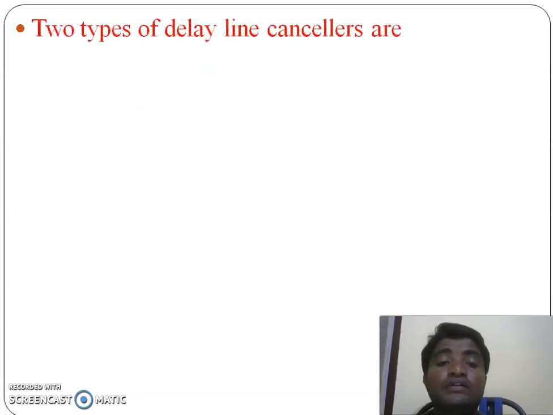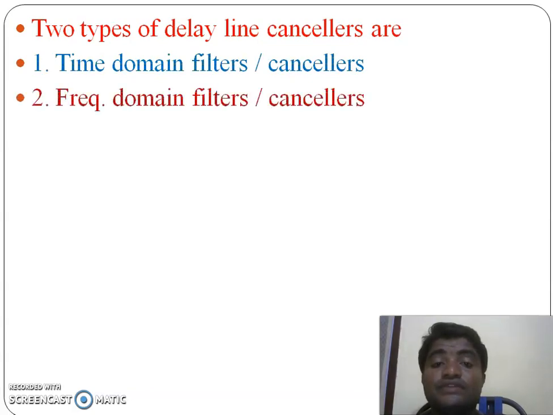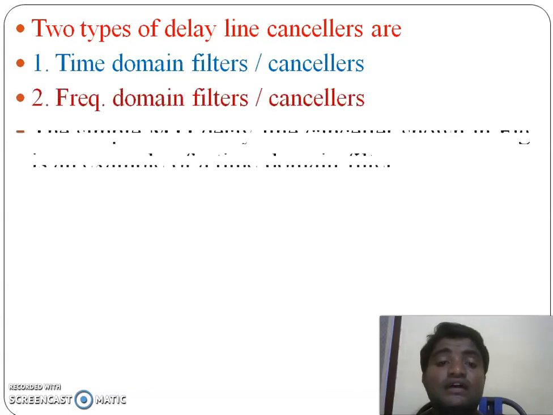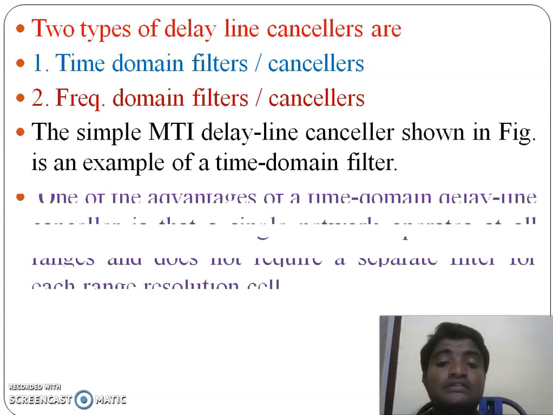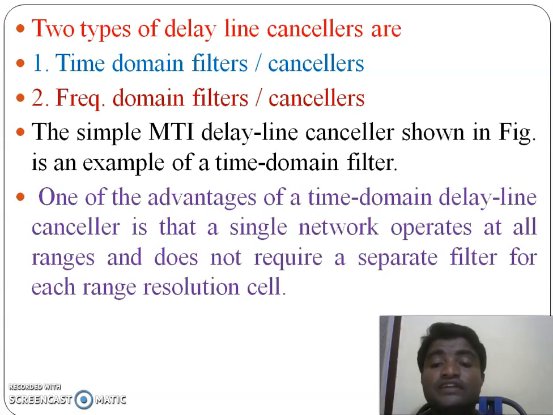There are two types of delay line cancellers. First one is time domain delay line cancellers and second one is frequency domain delay line cancellers. The advantage of the time domain delay line canceller is it uses a single network. It operates over all ranges and does not require a separate filter for each range.